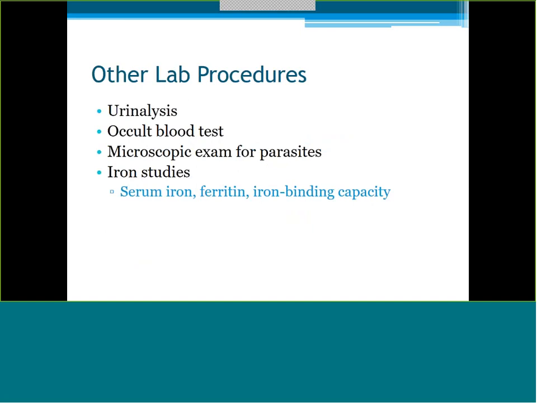Other lab tests that you could take into account is urinalysis. You could look at the urine, see if they have blood in their urine. Maybe they're losing blood there. You could do an occult blood test. That is looking for hidden blood in the stool. So maybe they have a GI bleed and they're losing blood out in their stool, and that's what's causing their anemia. Could be they have a parasite.